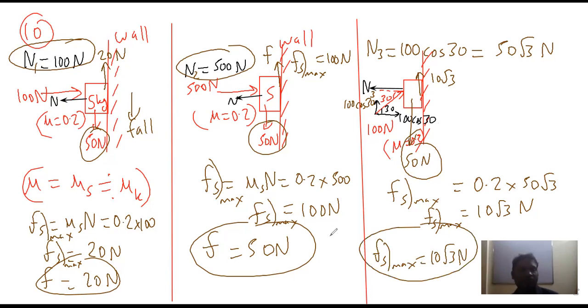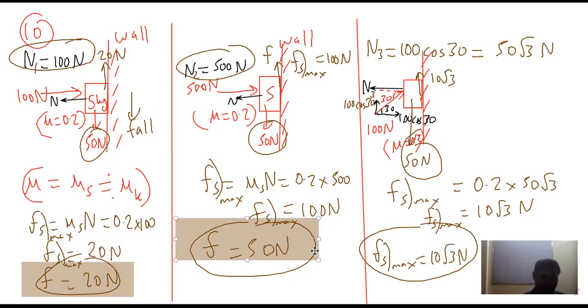So these are the answers to this question. For the first part, what is the answer? Case 1, the answer is 20 Newton. Let me highlight it. Case 2, the answer is 50 Newton. And finally, case 3, the answer is 10 root 3 Newton. So we found correct answers for all these three cases. I hope you understood all these 10 questions. They are questions based on static and kinetic friction.